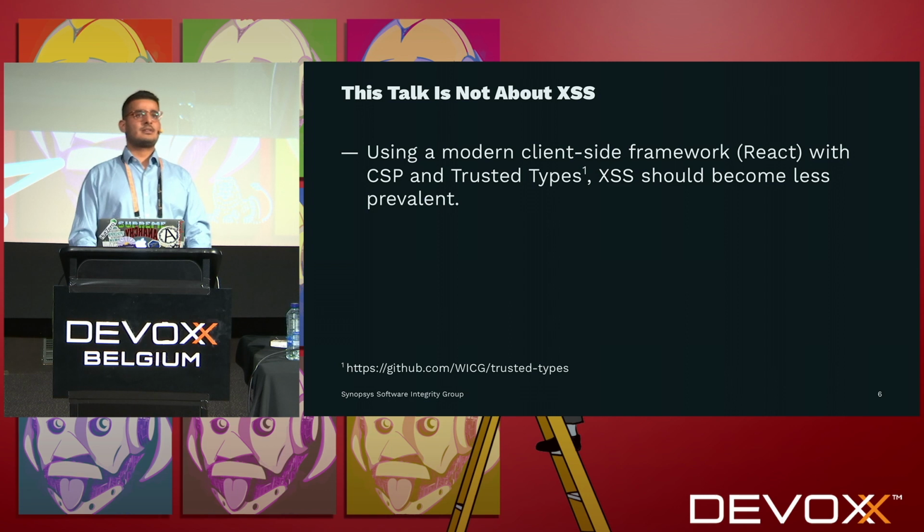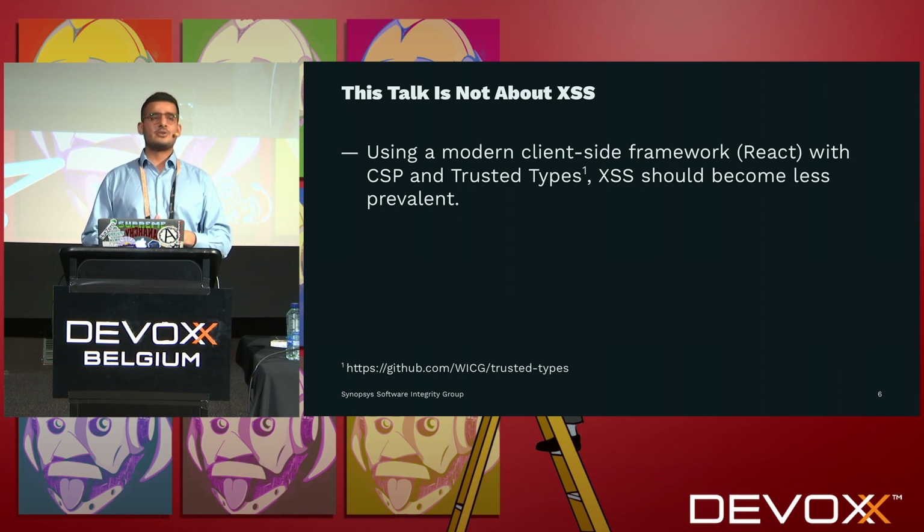My understanding, or at least in my day-to-day job, a lot of what I do is reviewing code for security defects. And when I'm looking at a modern code base written in JavaScript or Node, if you're using a modern framework like React, and you're using CSP or maybe even TrustedTypes, which is this new specification that helps prevent DOM XSS bugs, XSS really is becoming less prevalent. You don't see it as much, and hopefully soon it should be eradicated.